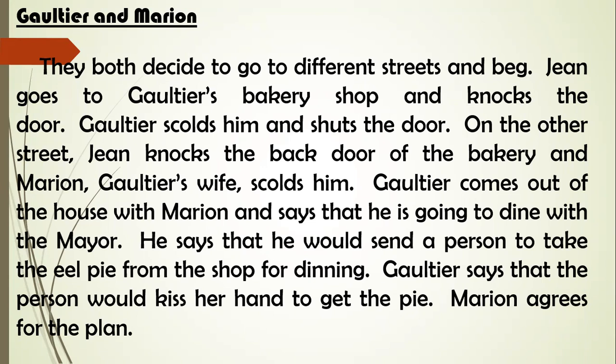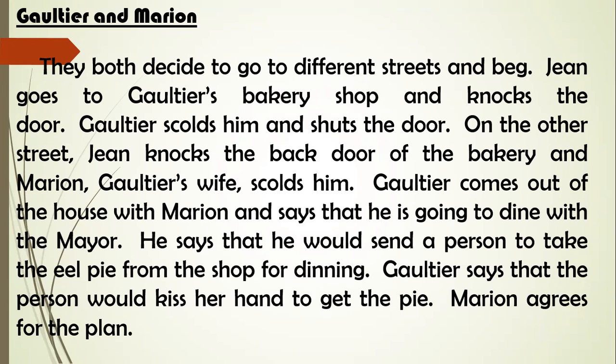In the conversation between Gaultier and Marion, he said that he is going to dine with the mayor that night, and because he's going there, he would take an eel pie for the mayor. But how would he carry it? It is a big one. It's against his attitude and his status. So he said, "Okay, I'll send a person to take an eel pie from the shop for dining, and you just hand it over to that person."